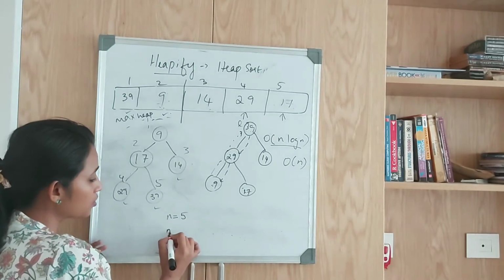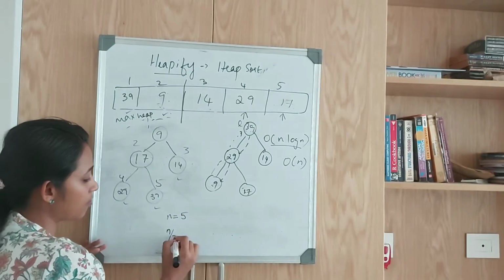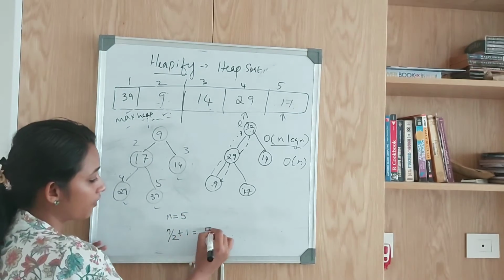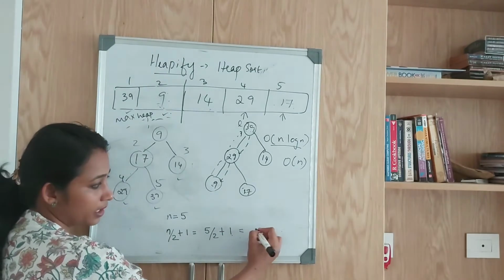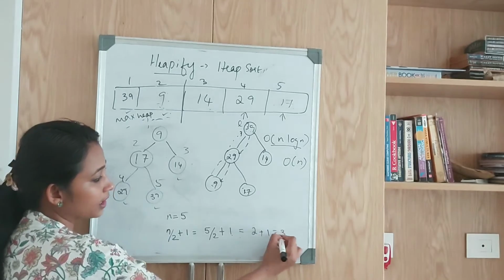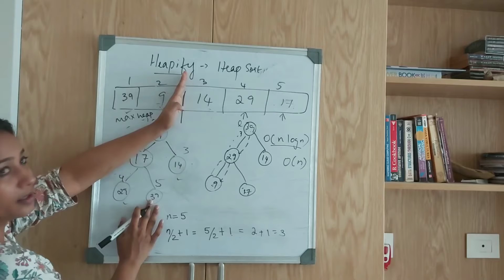Okay. So now to check from where the leaf node is going to start, there is an equation n by 2 plus 1. That is 5 by 2 plus 1. 5 by 2 is 2.5. So you take it as 2 plus 1. That is 3. So from third index to 5 is leaf node. So you just skip till here.